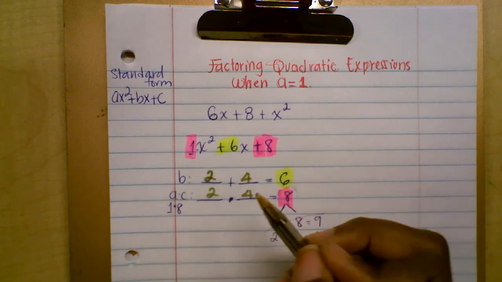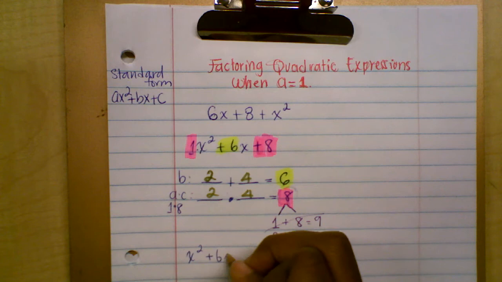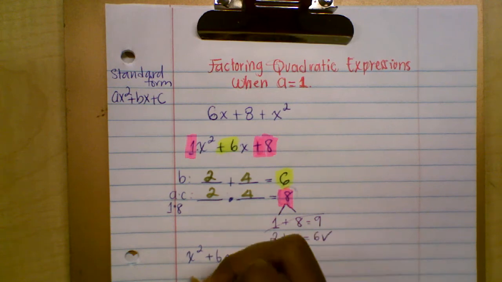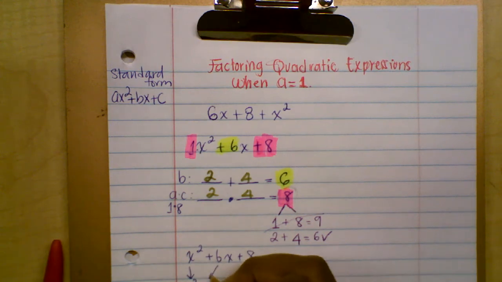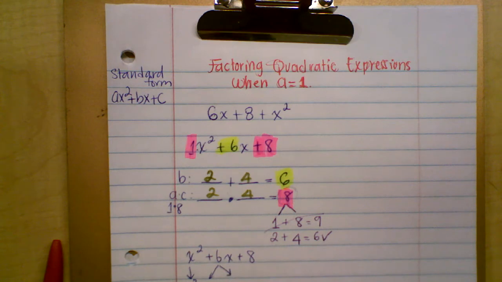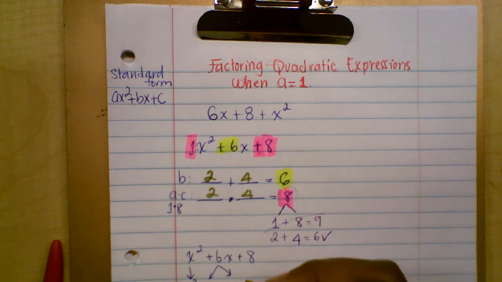So the next step here, what you want to do next is rewrite the quadratic expression by replacing the middle term. So basically you're going to replace the 6x with the two found numbers. 2 is positive, so you write 2, but because you're replacing, make sure you include the x, so 2x. And the 4 is positive, so I'm going to add 4x. Then I'm going to bring down the 8.